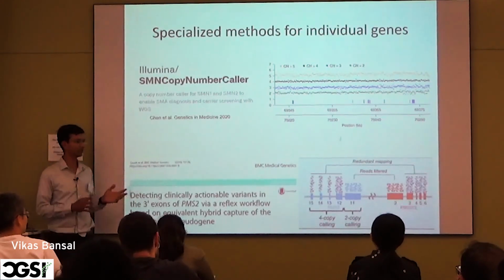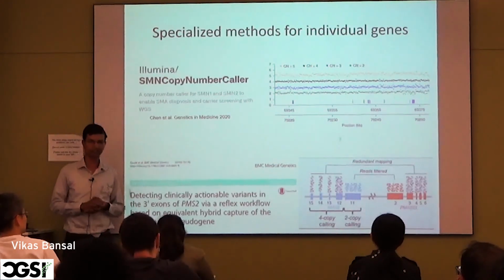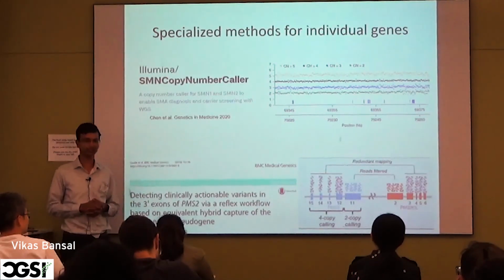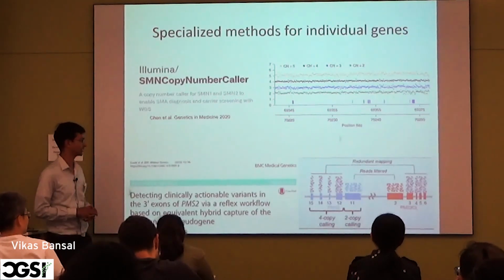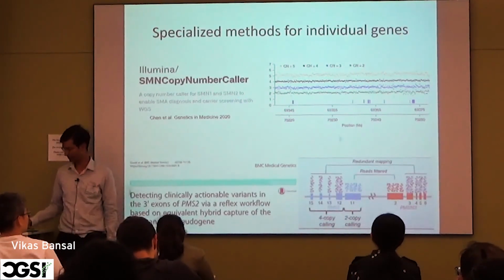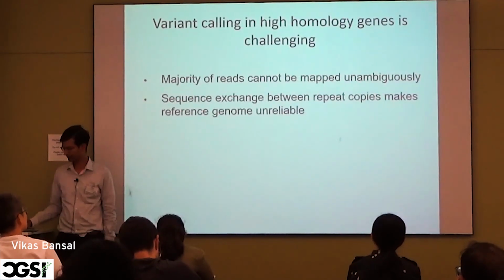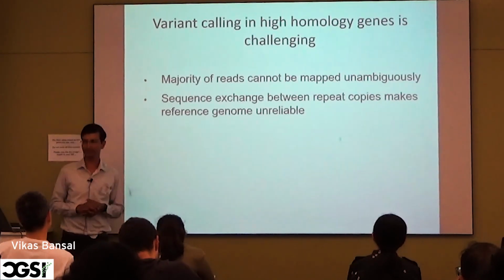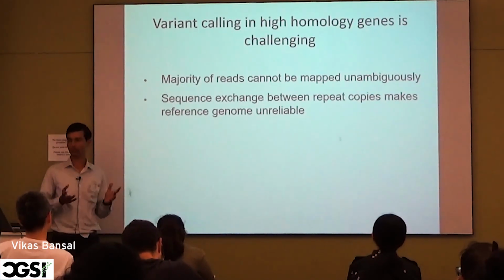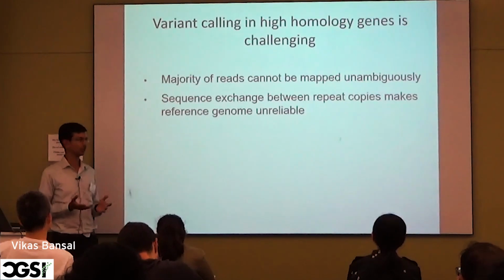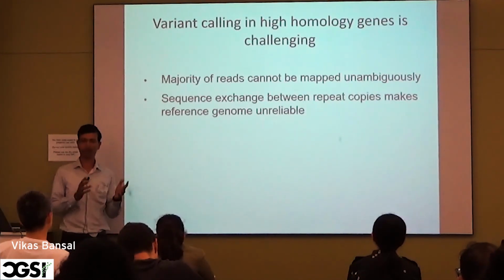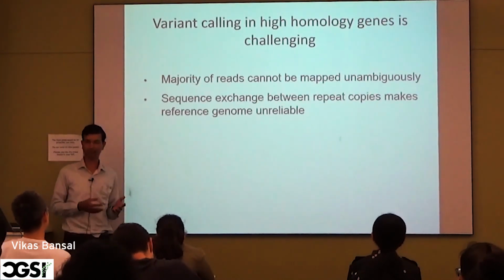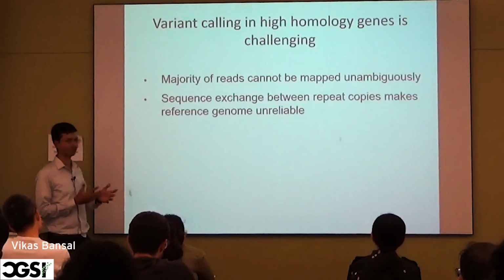These two studies showed that it is possible to look at genetic variation in these genes, but obviously you have to do something beyond what standard pipelines do. Although these methods work for these specific genes, if you think about the general problem, can we build a general variant calling and copy number caller for all such genes that have high sequence homology, a number of challenges come up because of the nature of these genes.